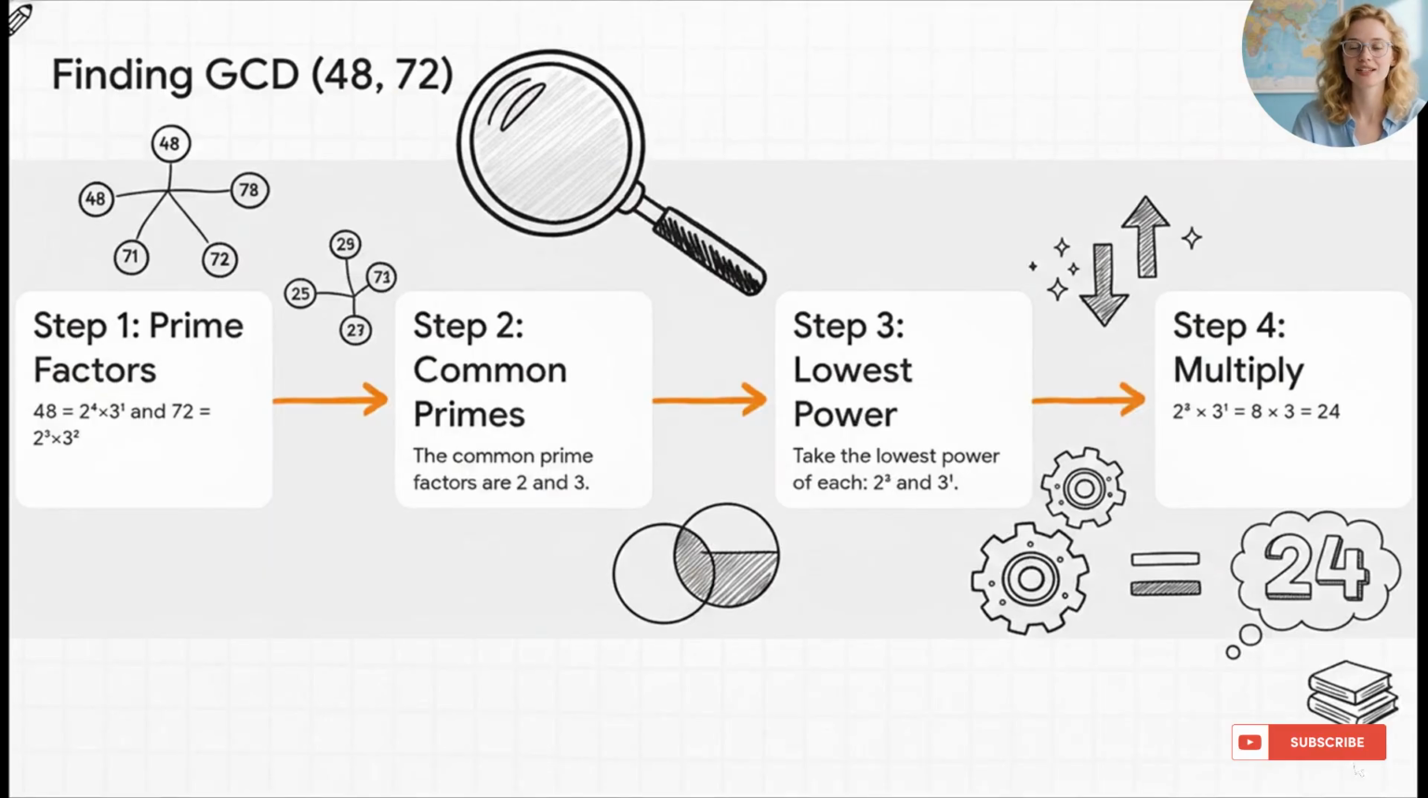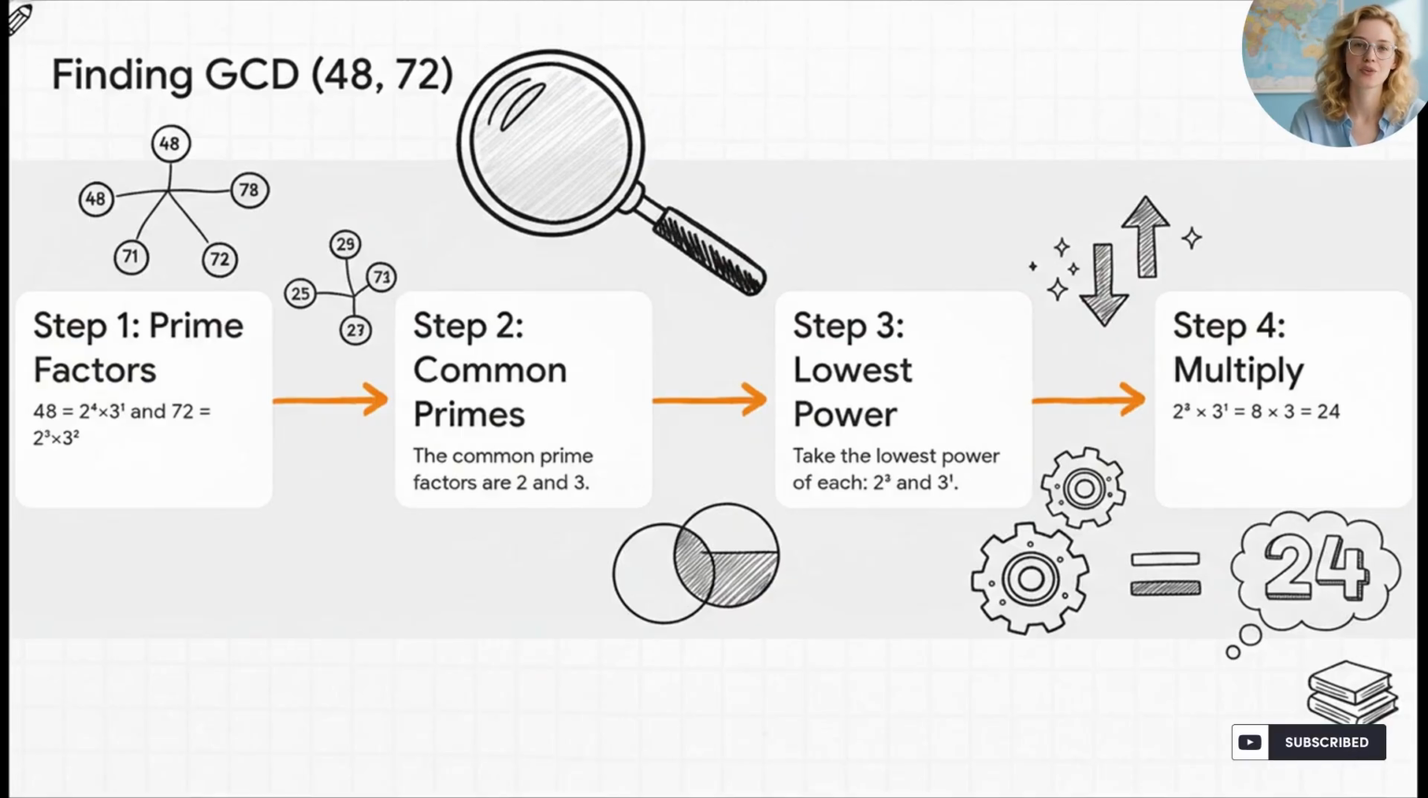Okay, let's find the GCD of 48 and 72. Step 1, always the same. Get those prime factors. Now, what do they have in common? They both have 2s and 3s. And here's the crucial part. For GCD, we take the lowest power for each. So between 2 to the 4th and 2 cubed, we take 2 cubed. Between 3 to the 1st and 3 squared, we take 3 to the 1st.